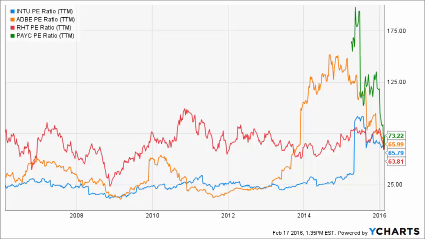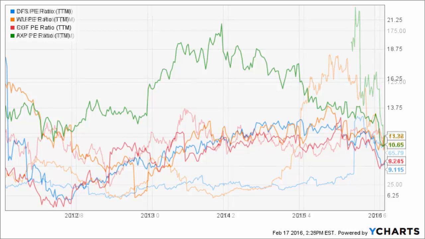Even though these are all much higher than the average, we're not using the PE ratio in that fashion to tell us all of application software is overvalued. We're using it to tell us which application software company is overvalued compared to the rest.